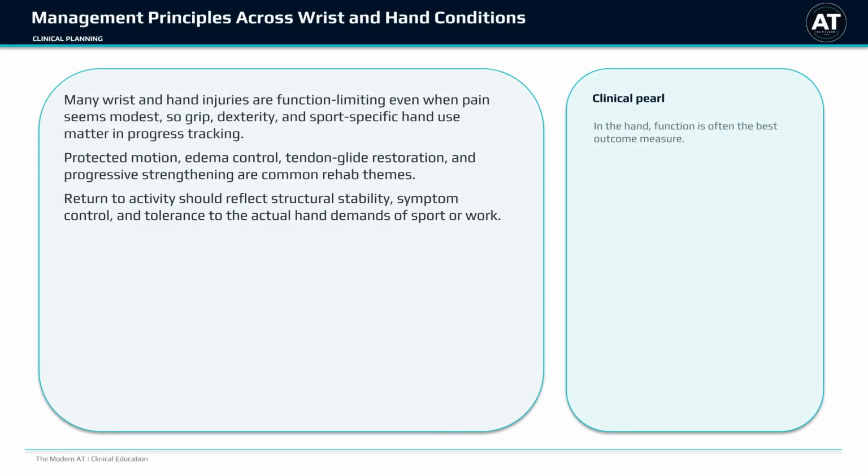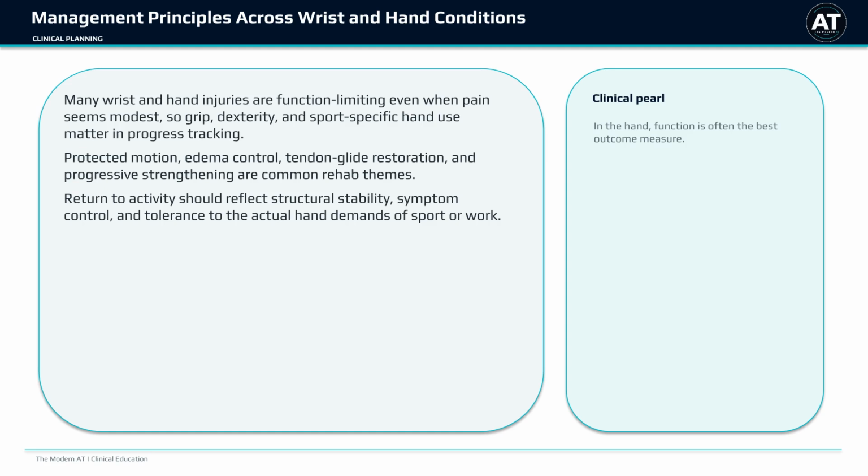Management across wrist and hand conditions should focus on structure, stability, and function. Many injuries here are function limiting, even when pain seems modest. Grip, pinch, dexterity, writing, catching, blocking, racket control, stick handling, and weight bearing through the hand all matter.